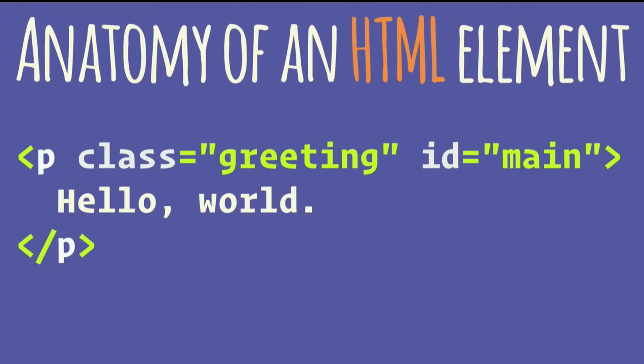It's a paragraph. What about class and ID? What are those? Attributes. And greeting and main are their values. What about hello world? What do we call that? The contents, yeah. So we learned how to grab elements using each of those components.